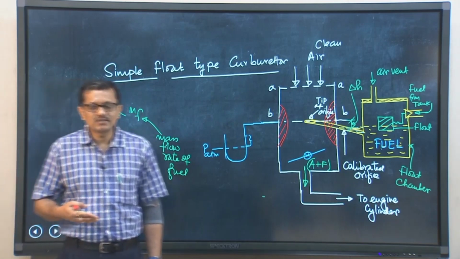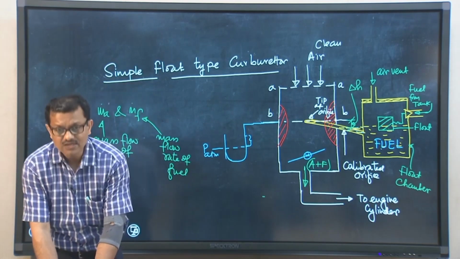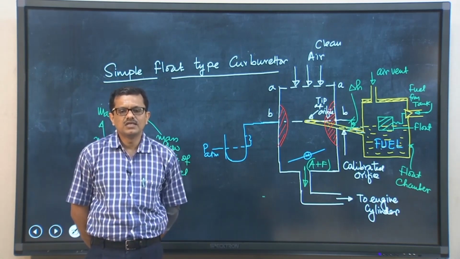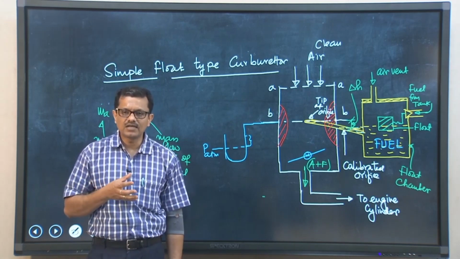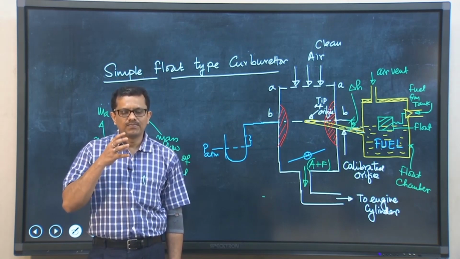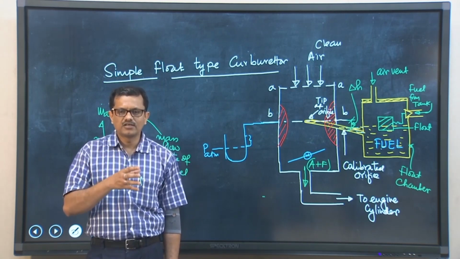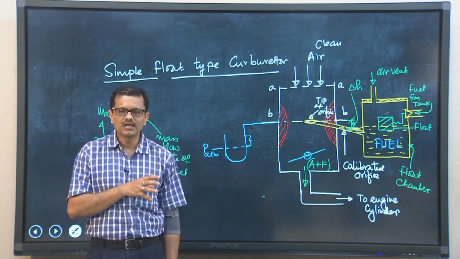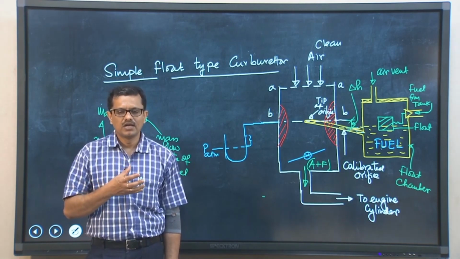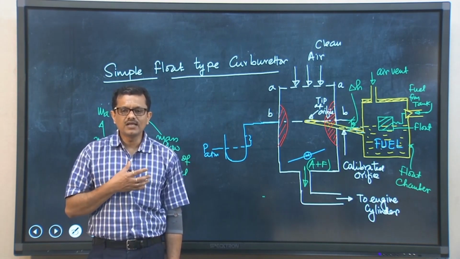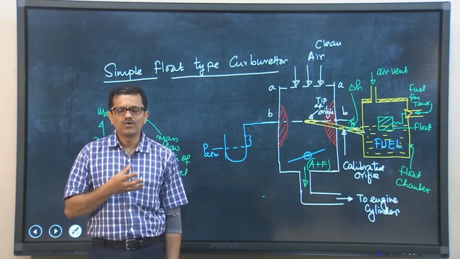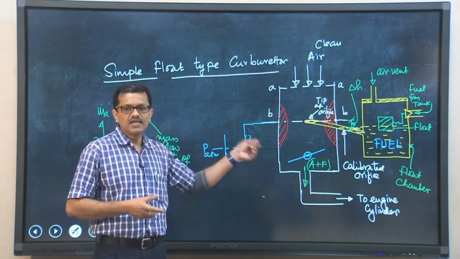So, to summarize what we have discussed in today's class, we have discussed the operation of a simple float type carburetor, then we have analyzed the flow of air as well as fuel from the float chamber into the Venturi, and finally, we could establish the expression of the mass flow rate of air. And with this I stop here today, and in the next class we shall discuss the mass flow rate of fuel, which is also important to know pertaining to this.